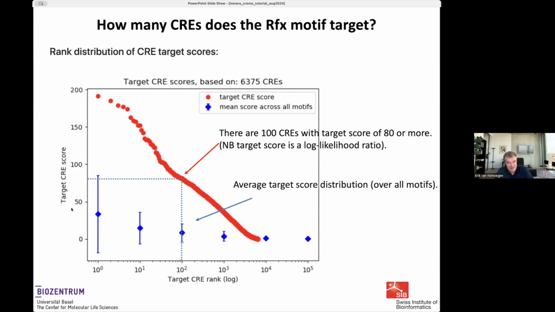And the blue at the bottom shows you what this distribution is when I look across all motifs. So you see that this is really a very significant motif because it has many more strong targets than you will typically get. Okay, so this gives you an idea of how many confident targets can be assigned.